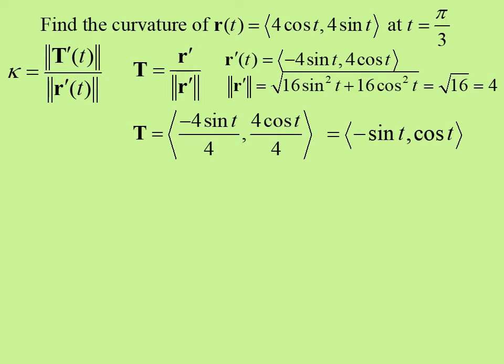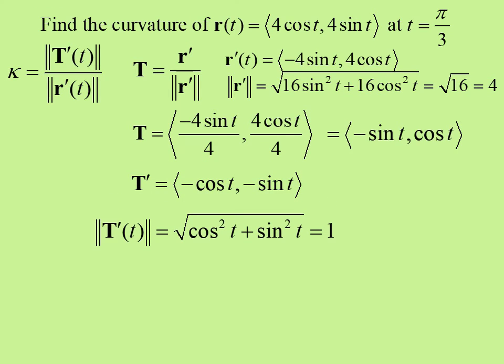And in the formula, we need the derivative of that, and then its magnitude. Now again, we're just kind of fortunate that this one came out to be just a 1. But in our formula, we've got the magnitude of T prime. We just found that to be a 1. We've got the magnitude of r prime, which we found earlier to be the 4. And so there's our answer, regardless of the value of t.